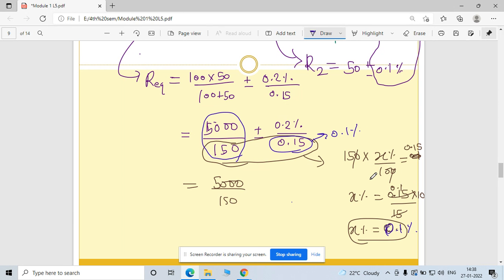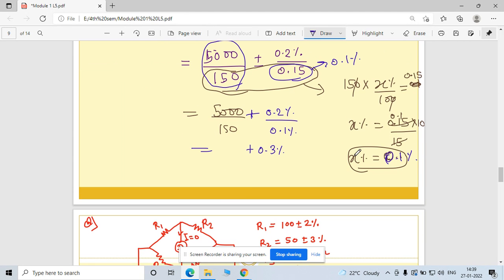Now, yes guys, calculate this, how much does it come to? This is 0.3, right? The division comes to 33.33. How much? 33.33. Okay, 33.33. So this is your error. This is your required resistance, and this is the percentage error.